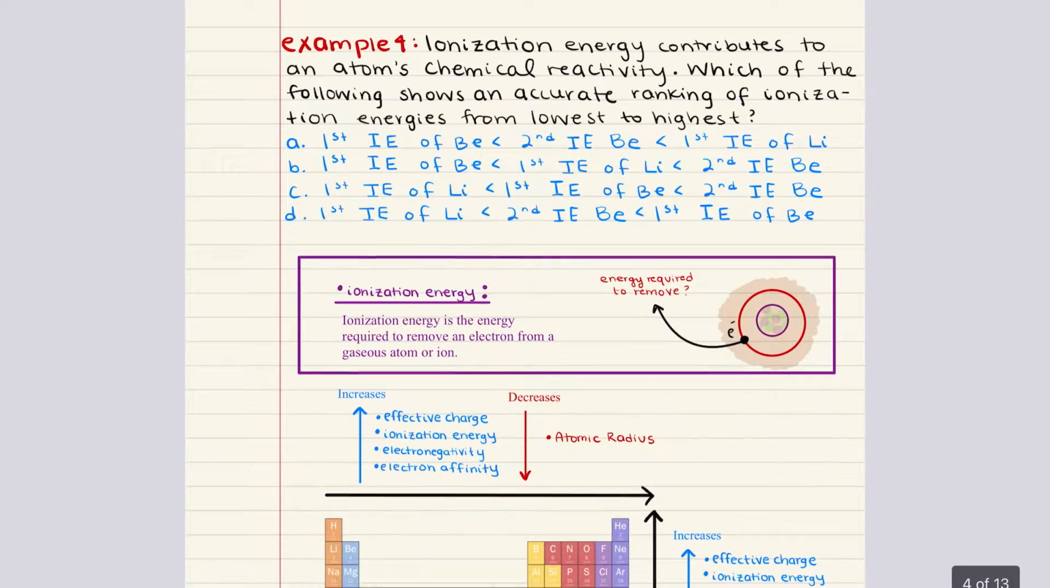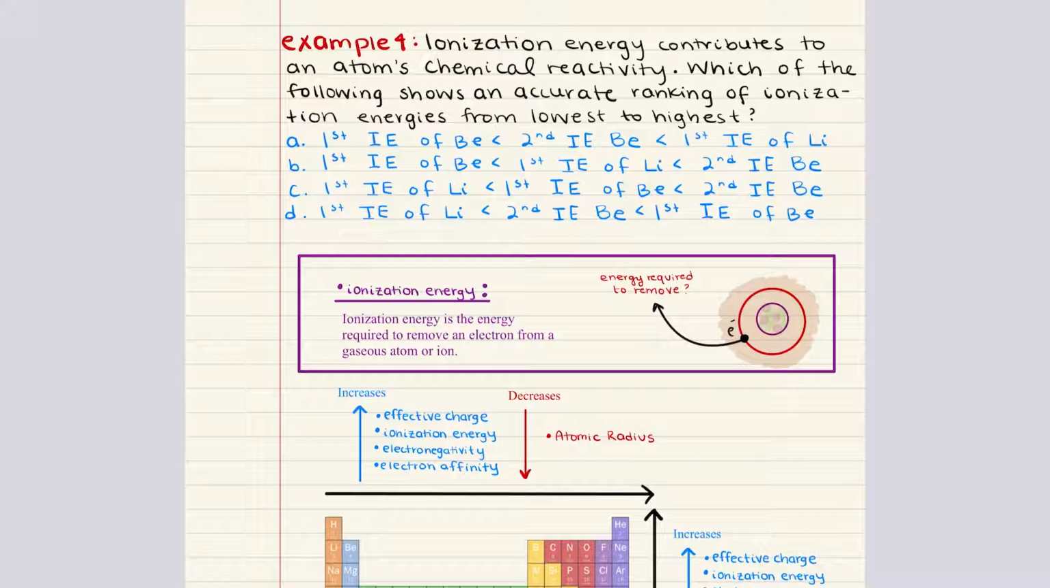Wonderful. Let's move on to problem 4. Problem 4 says ionization energy contributes to an atom's chemical reactivity. Which of the following shows an accurate ranking of ionization energies from lowest to highest? If you look at the answer choices, the 3 things that we have to rank are the first ionization energy for lithium, the first ionization energy for beryllium, and the second ionization energy for beryllium. So these are the 3 things that we're trying to rank from lowest to highest ionization energy.